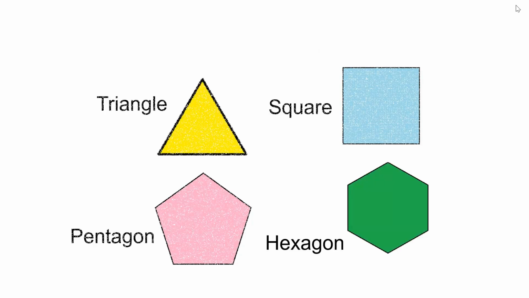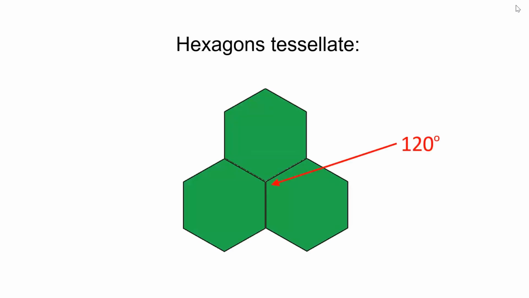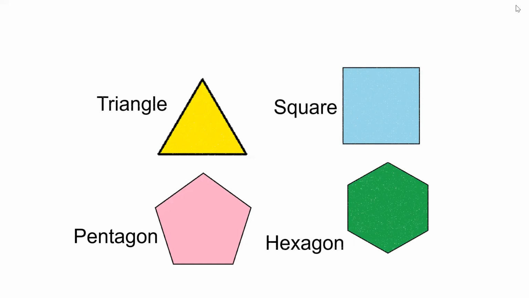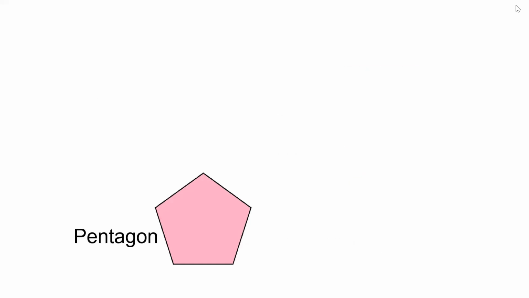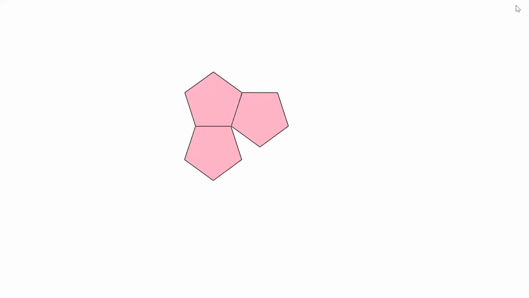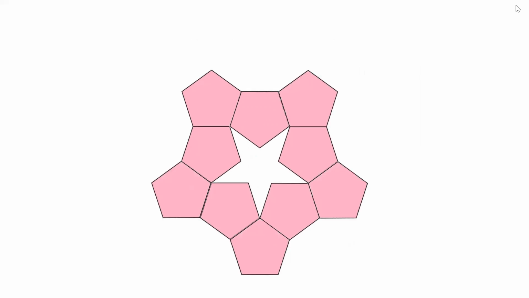Hexagons, of course, also tessellate. The hexagon has a 120-degree angle, so we can pack 3 hexagons around a point. 3 times 120 degrees is also 360 degrees. However, pentagons are very interesting shapes because they don't tessellate. When you attempt to pack pentagons around a point, you can actually only pack 3 pentagons around a point, and then there's a gap. If we pack a few more pentagons together in this way, we start getting quite an interesting little design and the star in the middle coming out.